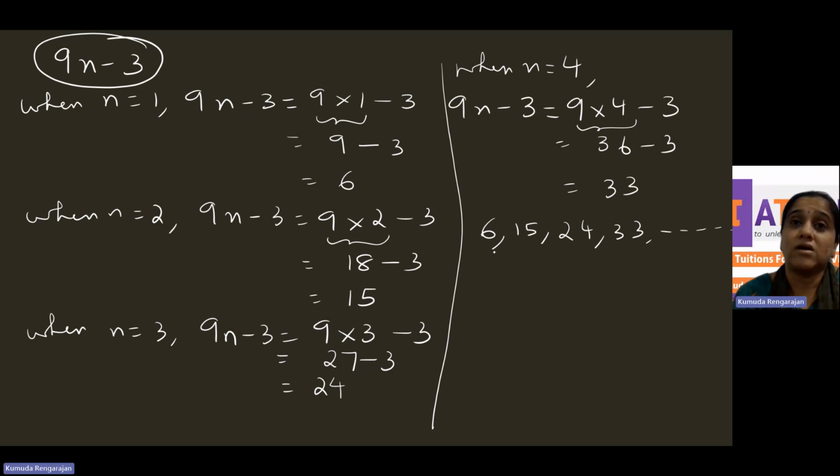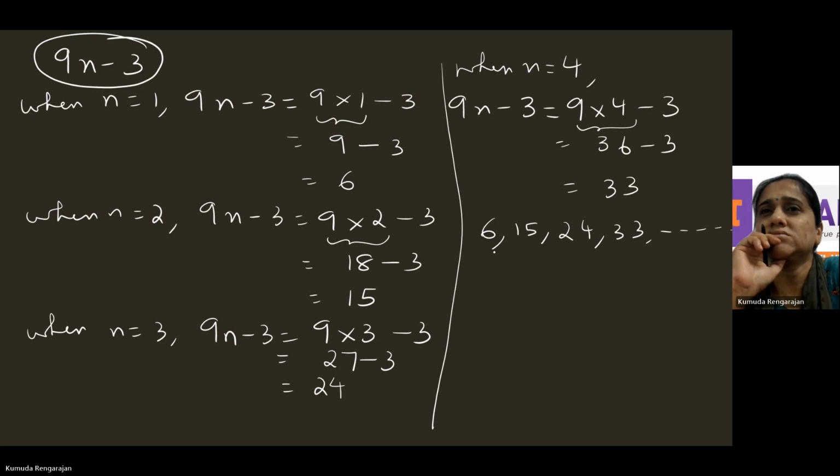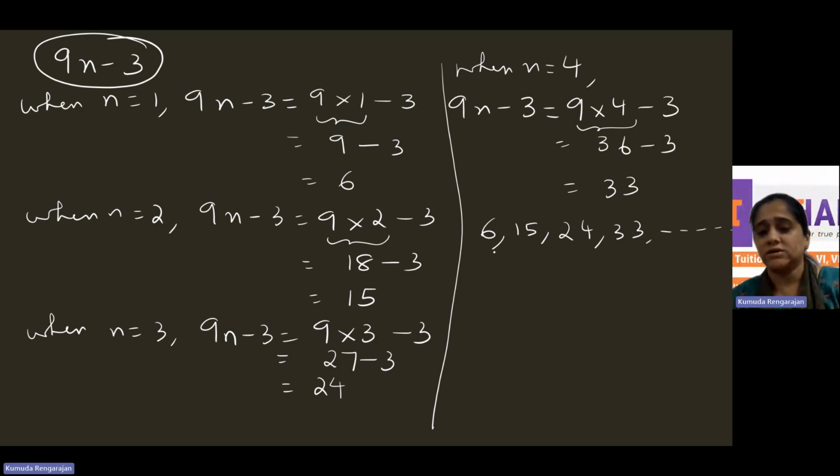I just want the rule now. We are already done. What's your rule? 7 and minus 3. What's your rule? Correct. 4 and minus 1 is your rule. Very good.